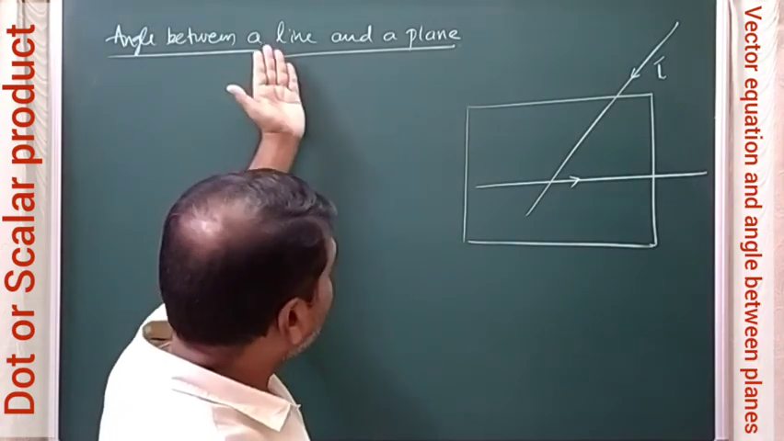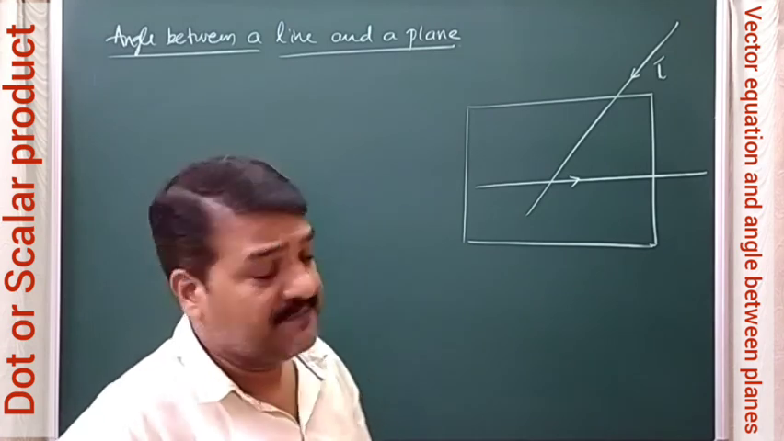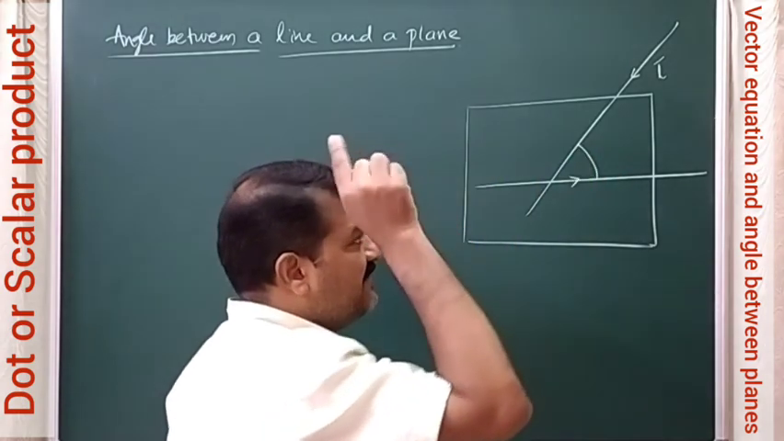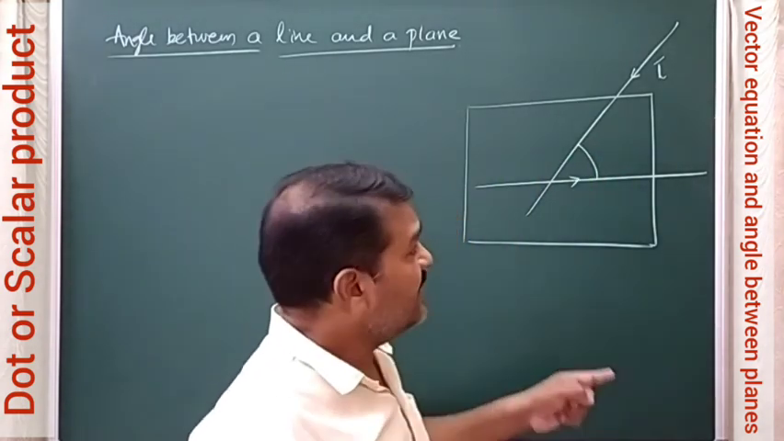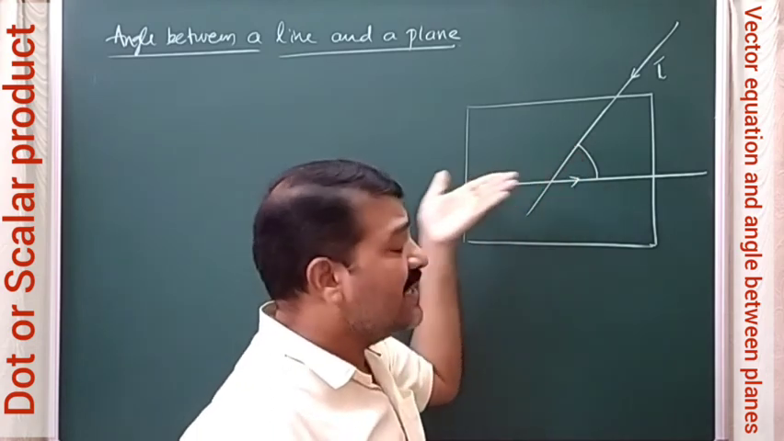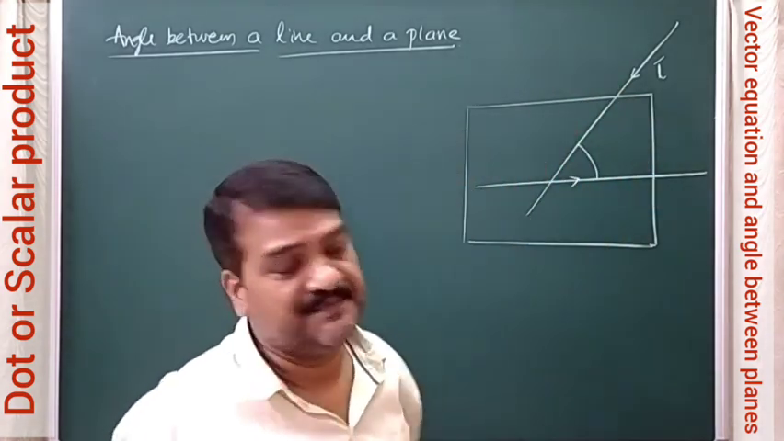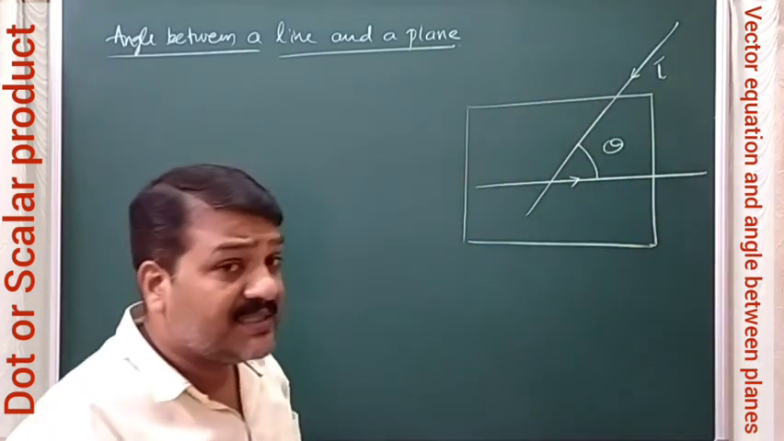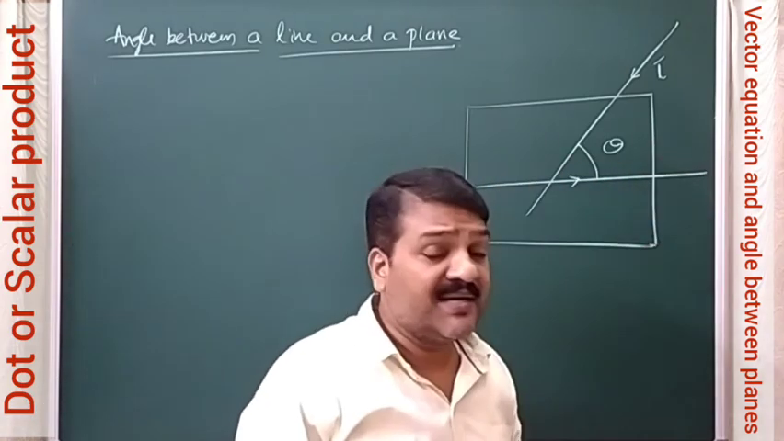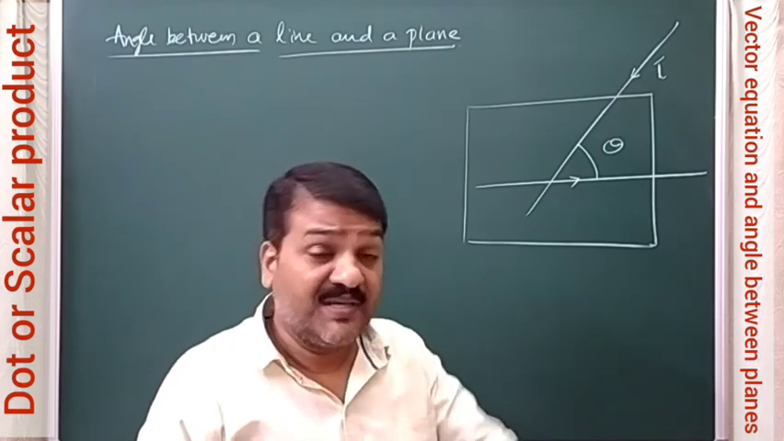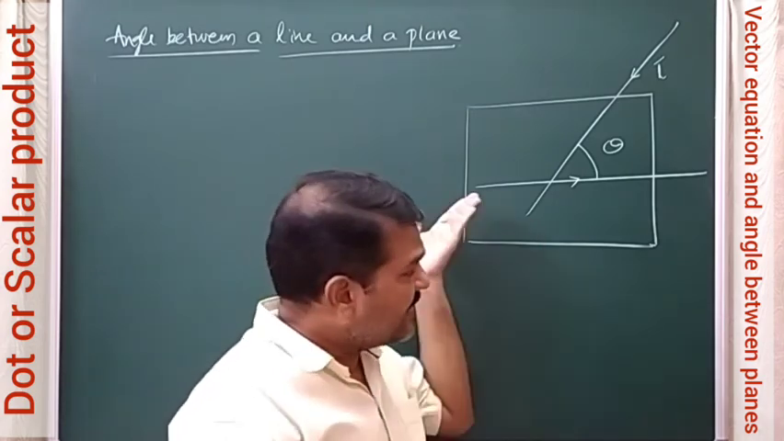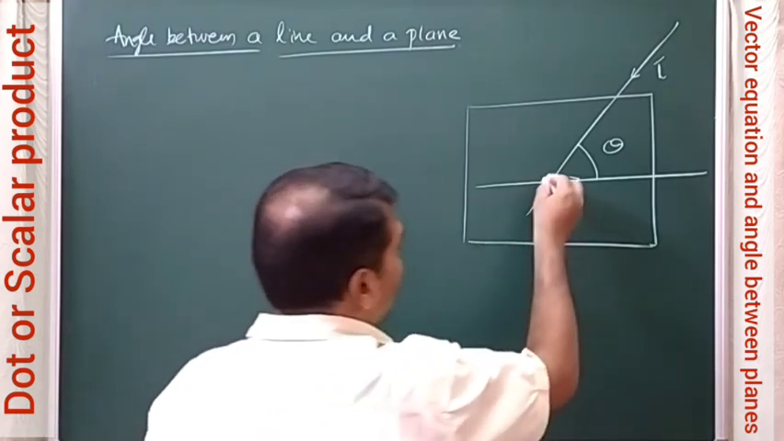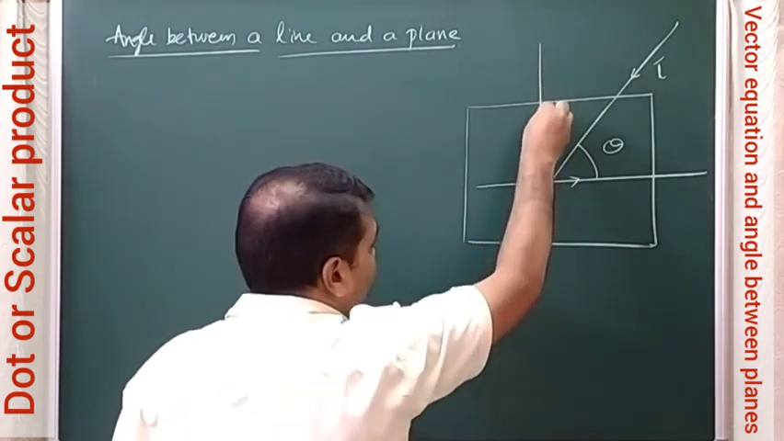So angle between the line and the plane is your concept. So angle between the line and plane is always angle between the line and a parallel vector to the plane. So this is the angle between the line and the plane. But we cannot take the parallel vector of the plane directly. We can take the normal to the plane. But parallel vector to the plane means directly we cannot get. So hence what we do is, we will consider normal to the plane.